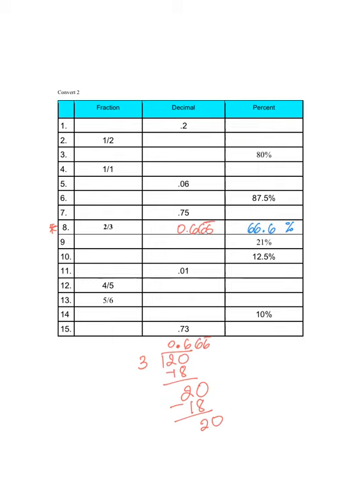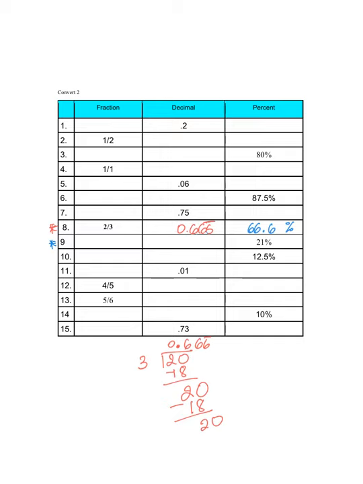Okay, next one, I'm gonna pick problem 5. No, I'm not gonna do 5. I'll do problem 9. Okay. You have 21%. I'm gonna convert to decimal and fraction.